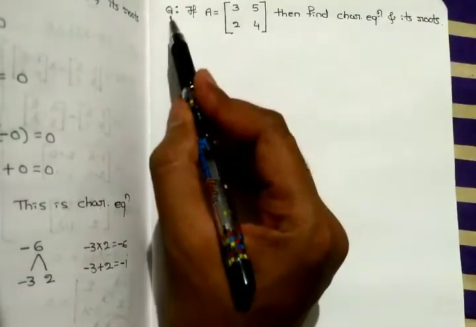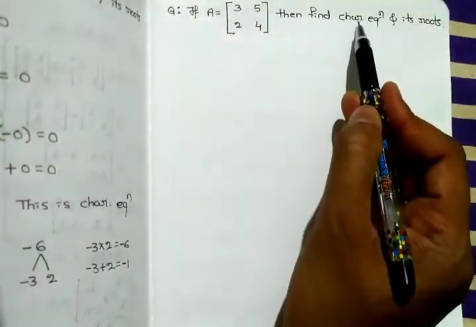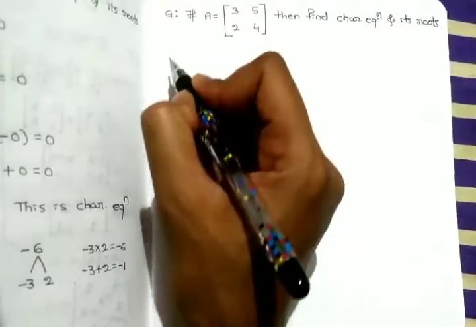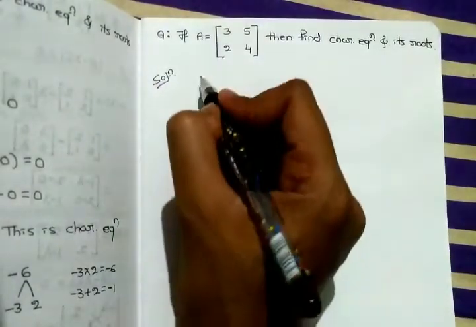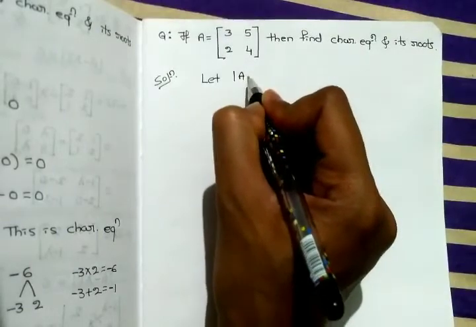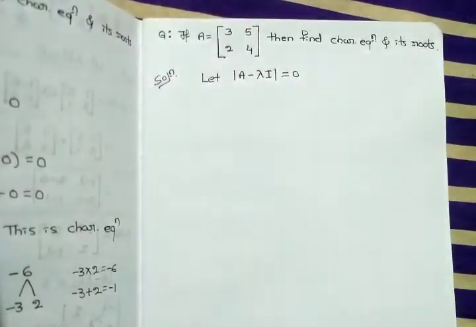Next question. If A is equal to [3, 5; 2, 4], then find the characteristic equation and its roots. Solution. So first, again the same, let's write the formula: determinant of A minus lambda I is equal to 0.